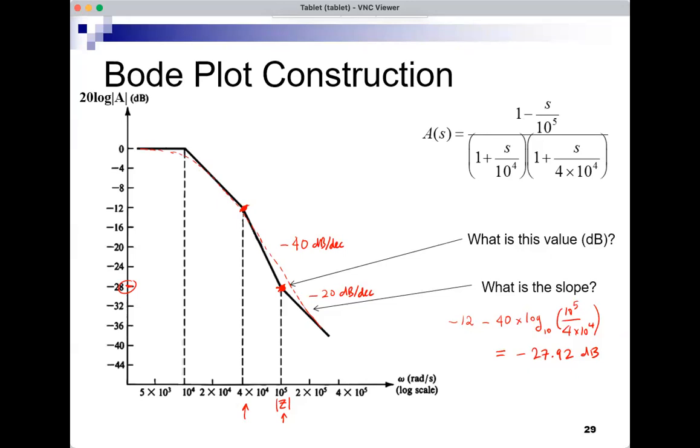Right, so the techniques that we learned, 3 techniques so far. The first one was the dominant pole approximation. The second one is the square root formula, and the third one was the exact solution from the definition of the 3 dB frequency. All of these, and also the Bode plot construction, all of these assume that we are given the transfer function.